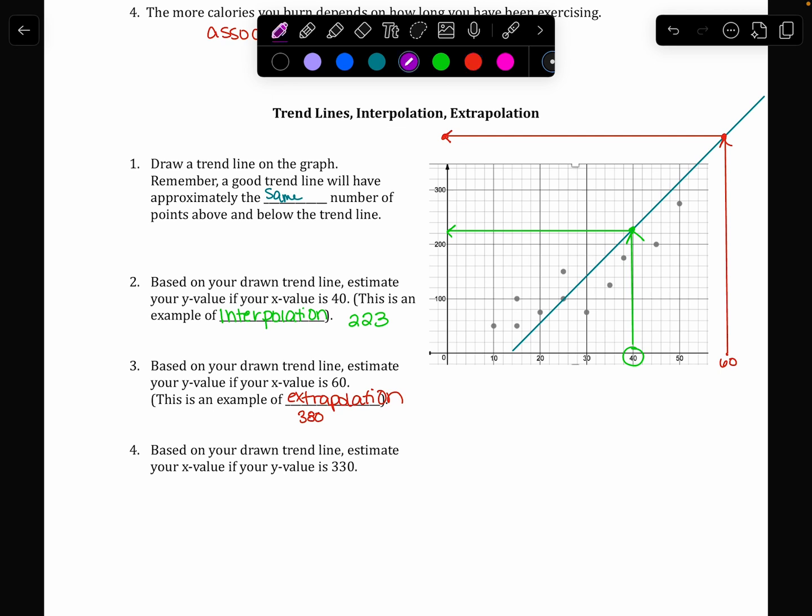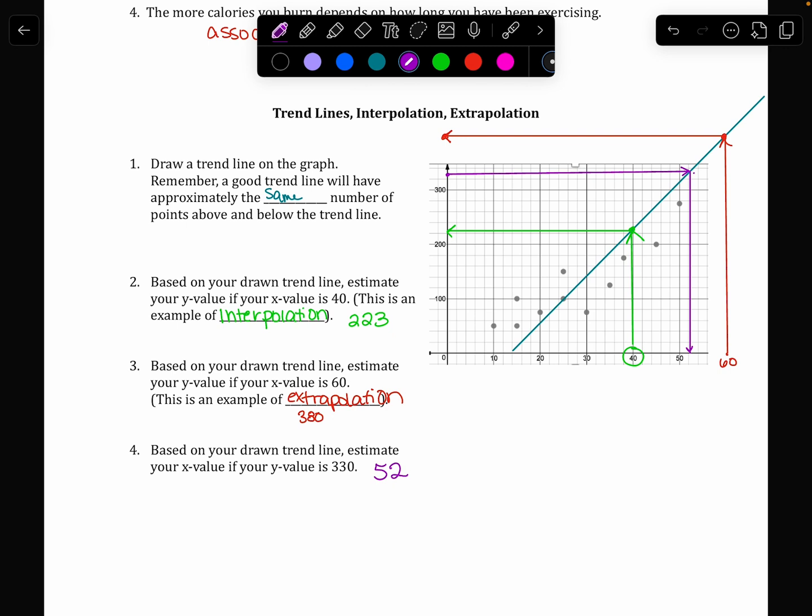Okay, now number 4 says, based on your drawn trend line, estimate your X value if your Y value is 330. So I'm going backwards. I was looking at my X values earlier, but now I'm actually looking at my Y values and estimating my X value. So 330 is about here. So I'm going to go over to my trend line, and then I'm going to go down. And when I do that, that's pretty close to 52. So I would say that that's about 52. Okay, that's also interpolation because that's within my graph.